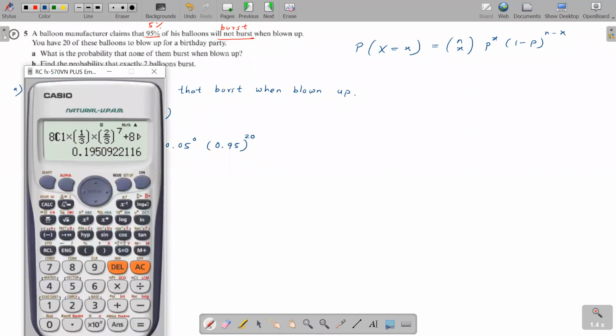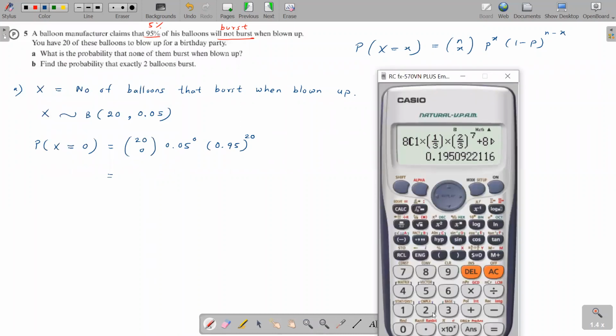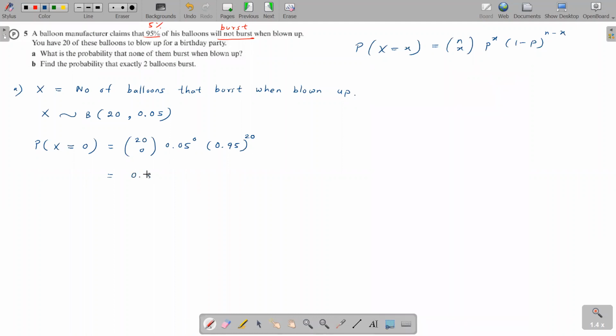20C0, 0.05 to the power 0 is a 1, right? So I'll just leave it as a 1 into 0.95 to the power 20. So I get the answer 0.358485 and it goes on. So 0.358 correct to 3 significant figures.